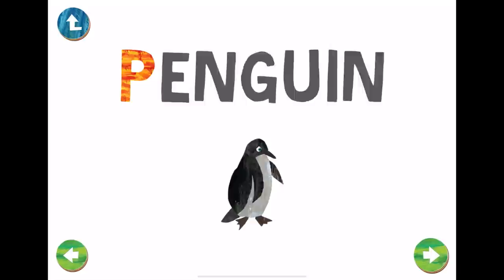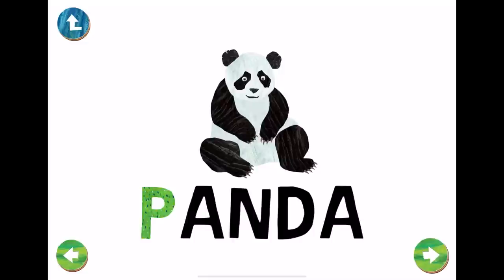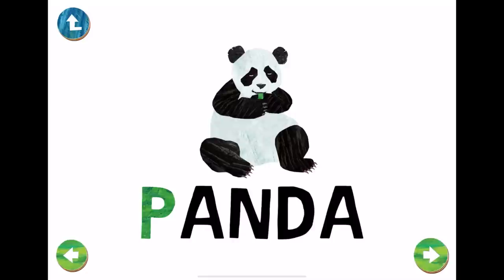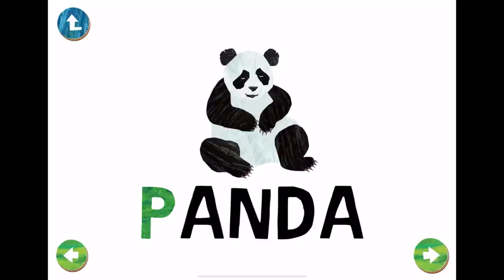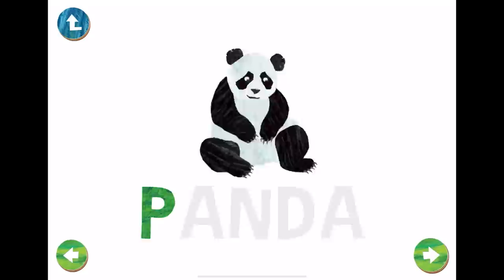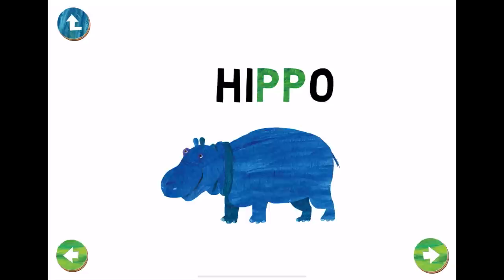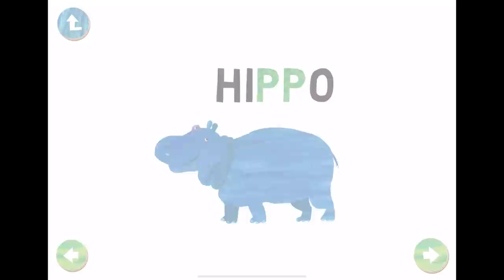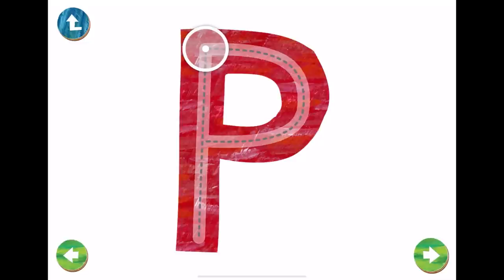P is for panda. Panda. P is in the word hippo. How many P's can you see? Hippo. Trace the letter P with your finger.